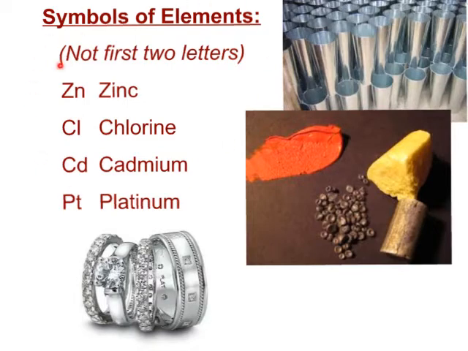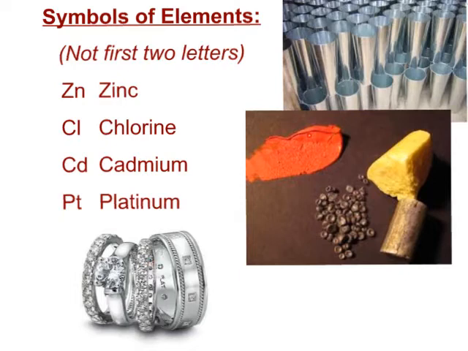Here are some symbols of elements that are not the first letter or first two letters in the name. So here, for example, we have zinc. Instead of capital Z, lowercase i, the symbol for zinc is capital Z, lowercase n, even though n is the third letter in the name zinc. Chlorine also is capital C, lowercase l, not the first two letters of the name. Cadmium, capital C, lowercase d, and platinum, capital P, lowercase t.